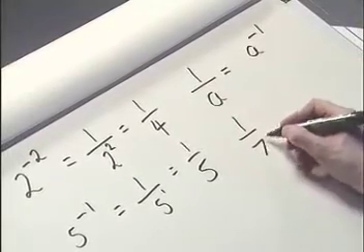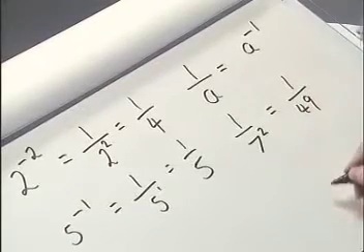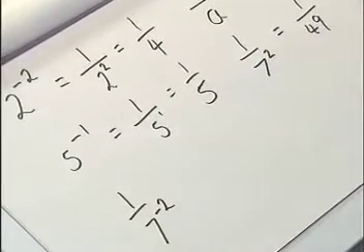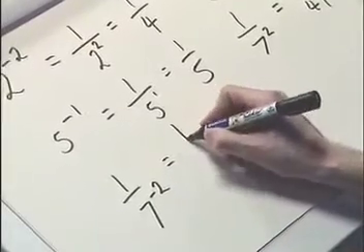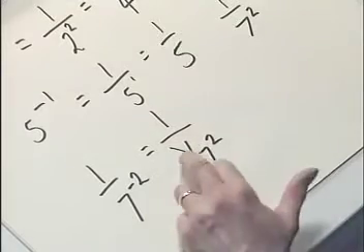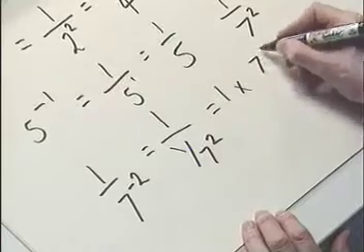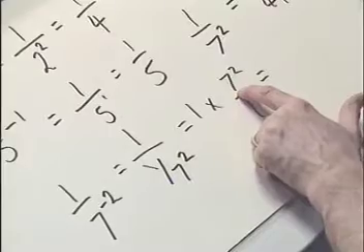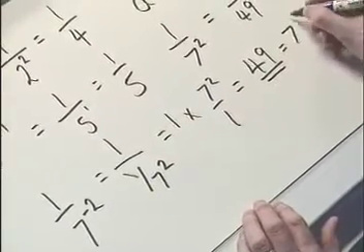1 over 7 squared would be 1 over 49. But what about 1 over 7 to the minus 2? Minus 2, remember, means 1 over 7 squared. This is 1 over 1 over 7 squared. And here we're dividing by a fraction. And to divide by a fraction, we know that we invert and multiply. And so 7 times by 7 is 49, times by the 1 leaves us with 49, or just 7 squared.